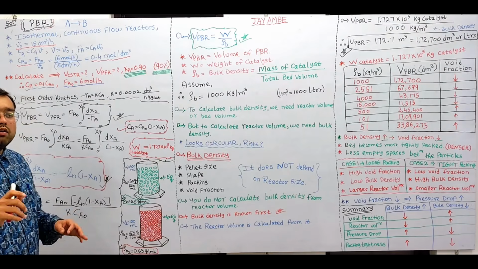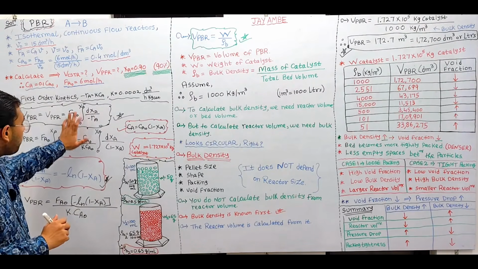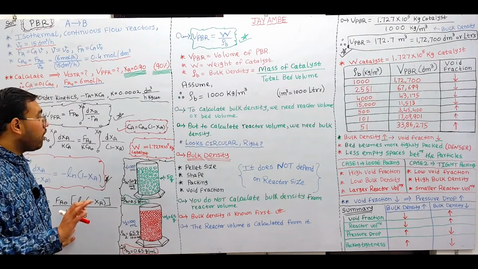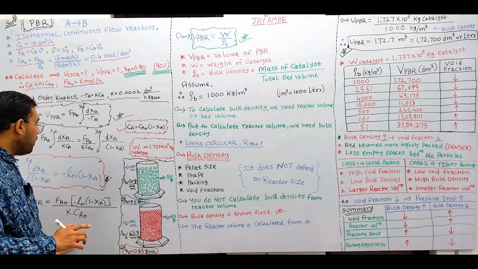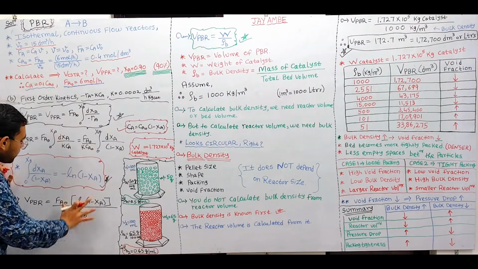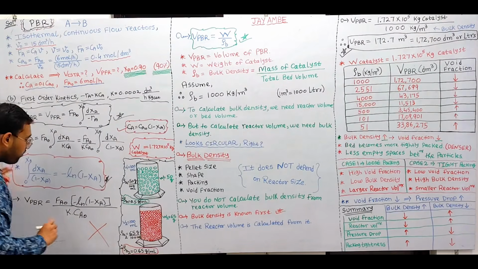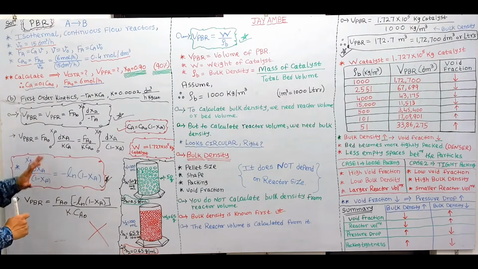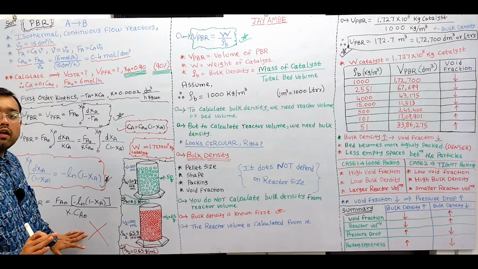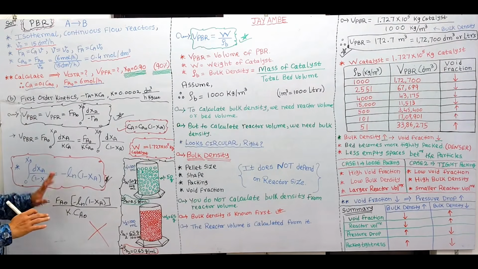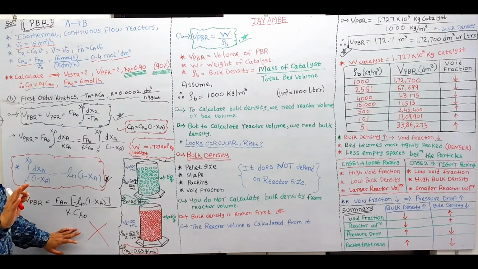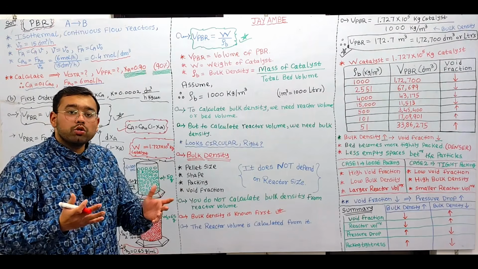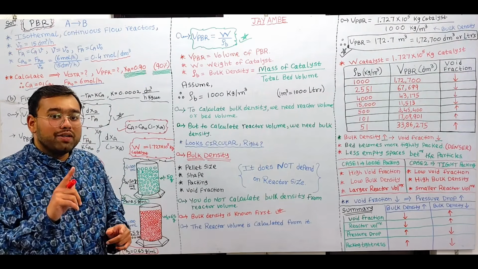So due to those reasons, this approach of designing the volume of the packed bed reactor is incorrect, right? The concept is correct, but partially it is incorrect. So we will never use this approach to calculate the volume of the packed bed reactor. Remember this, right? This is where most students get confused and make mistakes. So then what is the actual approach to design and calculate the volume of the packed bed reactor? We need to understand that.